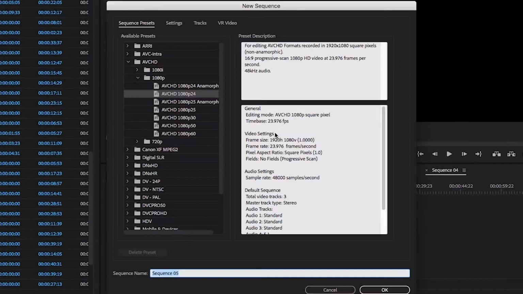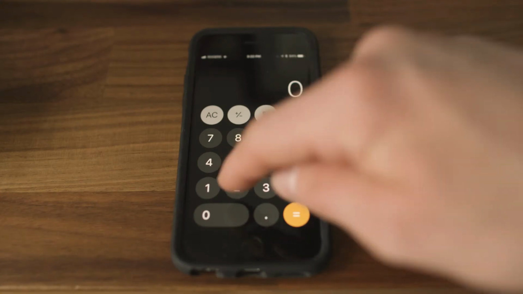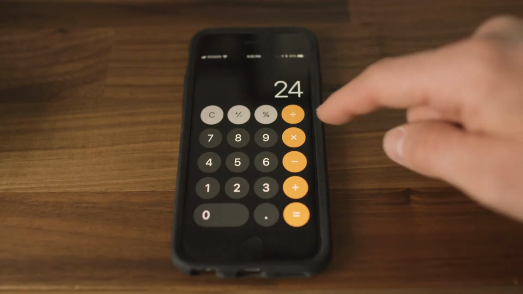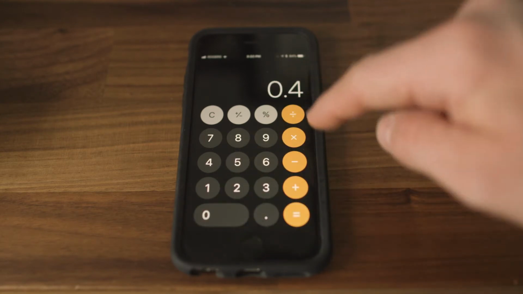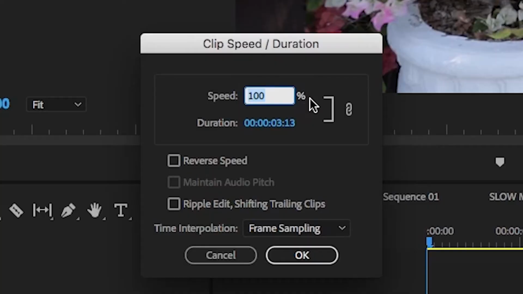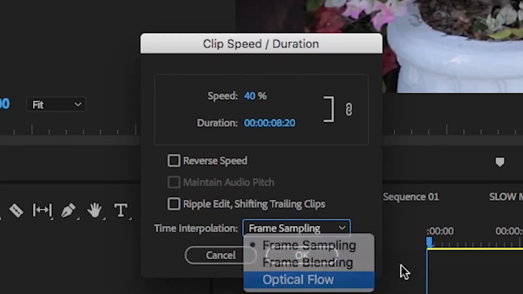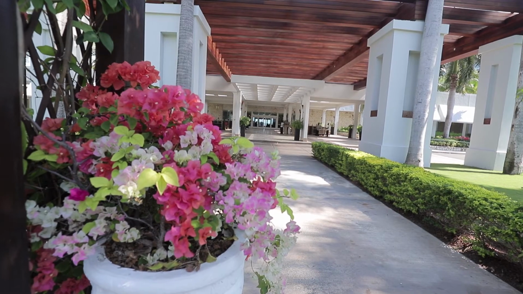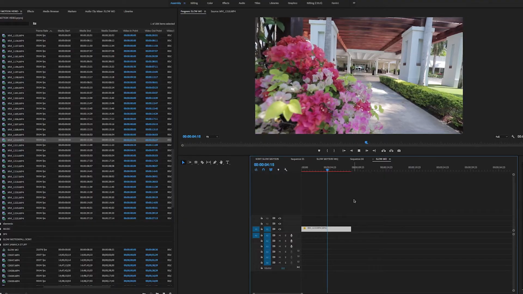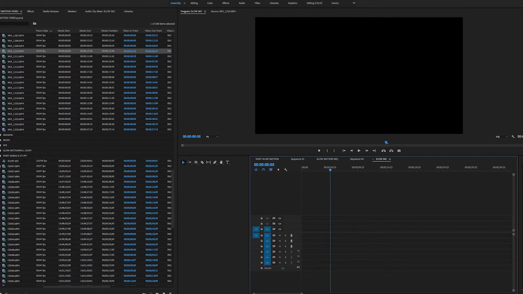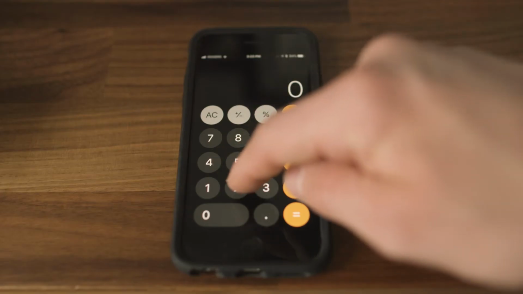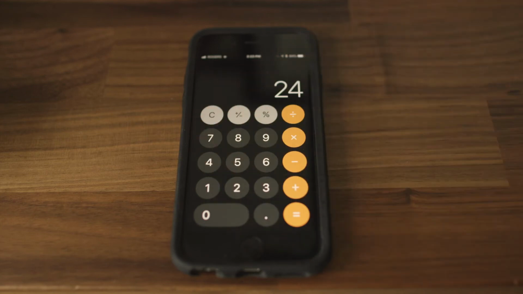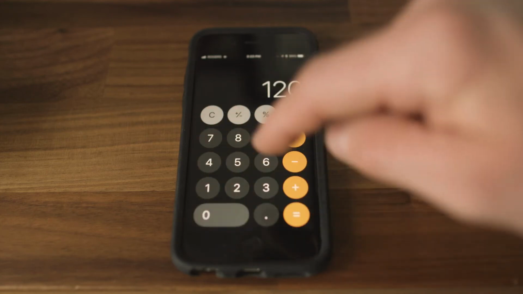So this is a 24 frame per second sequence, so divide 24 by the frame rate of the shot, which is 60, and you get 40%. So you can slow this clip down as much as 40%. Now, if you're using Adobe Premiere Pro and apply optical flow, the results of your footage may improve somewhat. For my 120p footage, I'll apply that same formula. So take my sequence number of 24 and divide by 120, which gives me 20%.